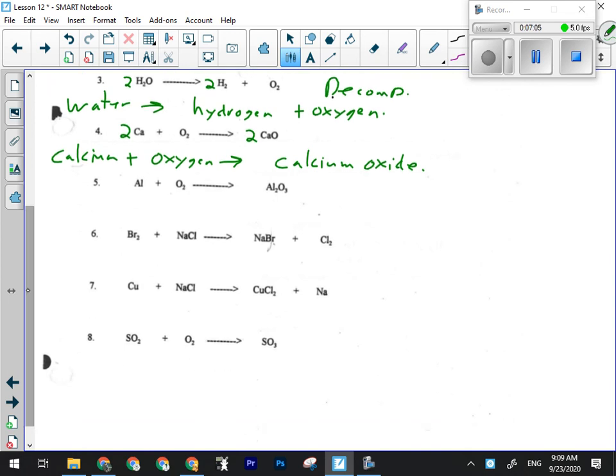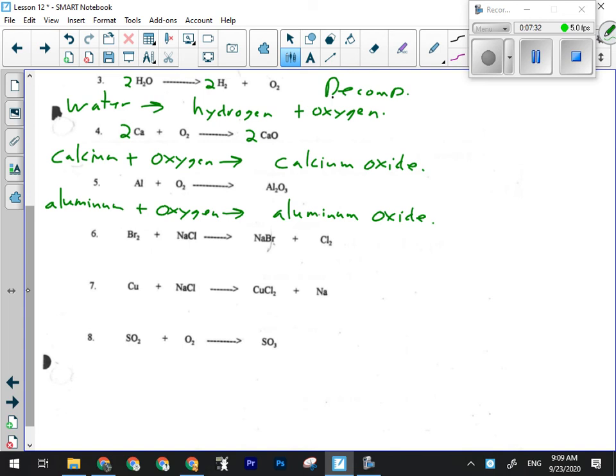Okay, for number 5, Al is aluminum. Okay, it's reacting with oxygen, and that is going to form, what do we call this stuff? Aluminum oxide, right. Do we need any Roman numerals or anything like that? Does aluminum have more than one possible charge? No, so we don't need any Roman numerals in that name.